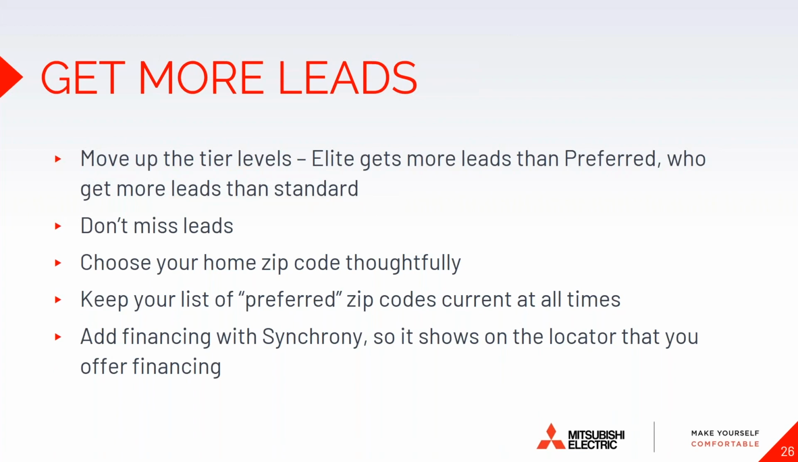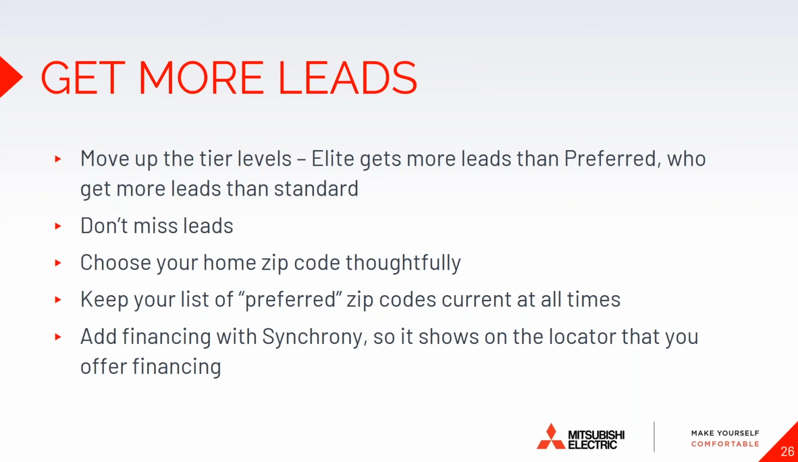So part of the scorecard looks at your acceptance rate for leads. If you have a low lead acceptance rate because you have a lot of expired leads, you won't get any points. But if you have a high acceptance rate because you don't let any leads expire, you're going to get more points. Then choose your home zip code thoughtfully.